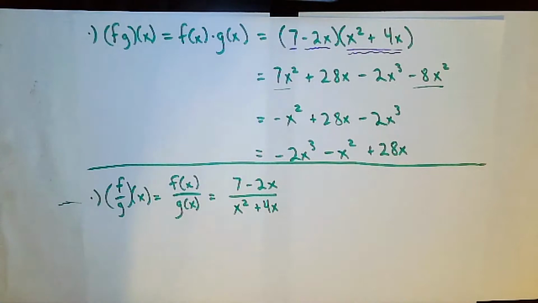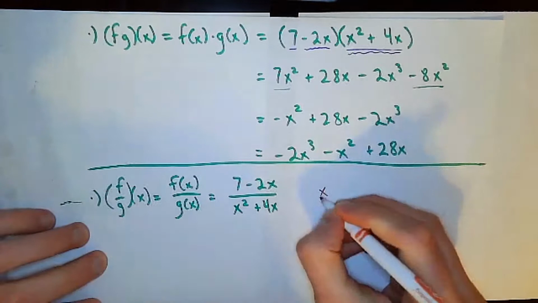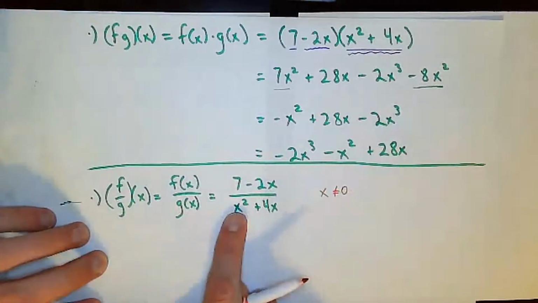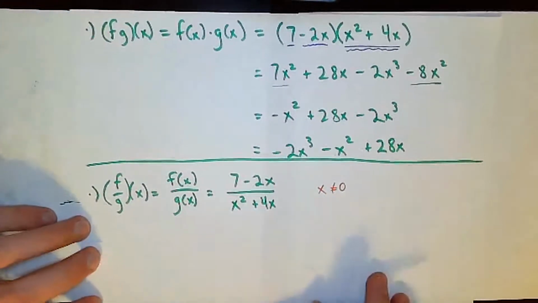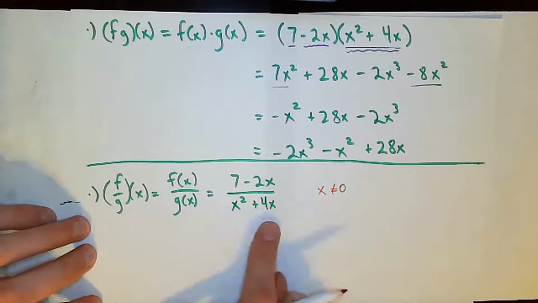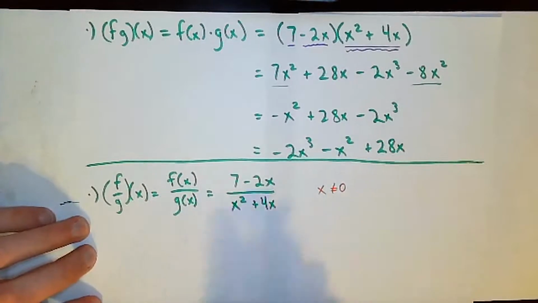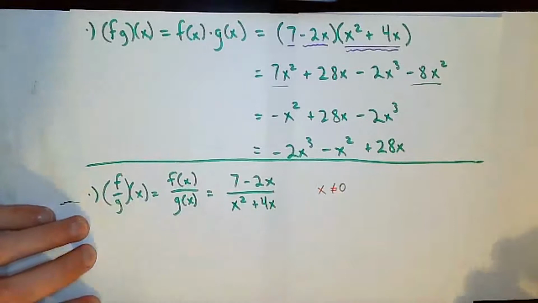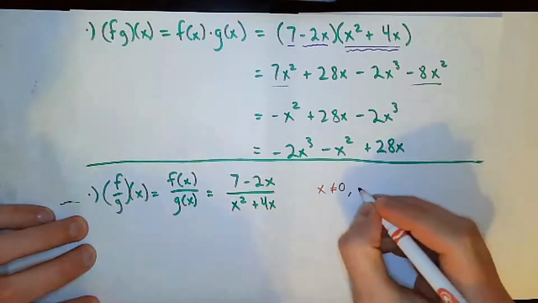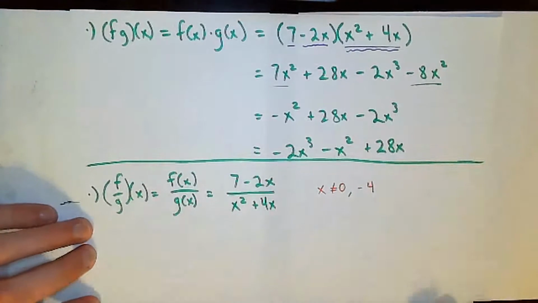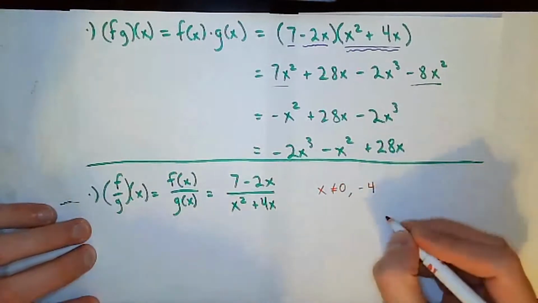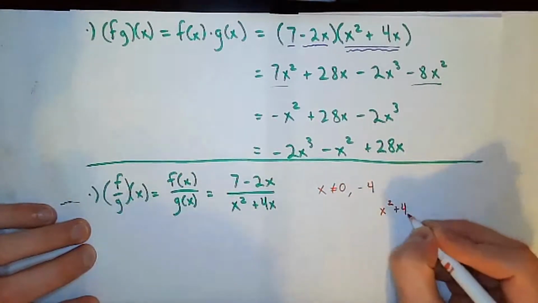I guess the only other thing we should maybe note here, even though we're not really talking about domain issues, is that x cannot be 0 here because 0 in the denominator would give us an undefined value, right, division by 0. And also, what other value can it not be? What about negative 4, right? Negative 4. How do I know? I set that equal to 0.